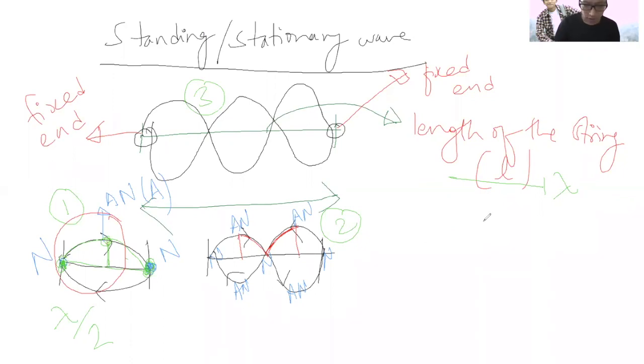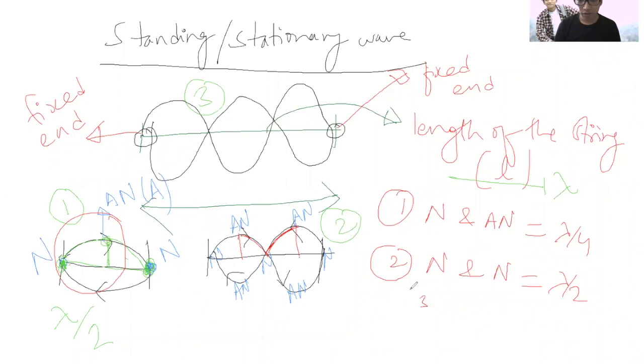So what does it say is that the distance between the first case, the distance between a node and a consecutive antinode is lambda over 4. Second conclusion, the distance between a node and another consecutive node is lambda over 2. And the third conclusion is the distance between an antinode and another consecutive antinode is again lambda over 2, right? So these are the conclusions I get from the standing or stationary wave.